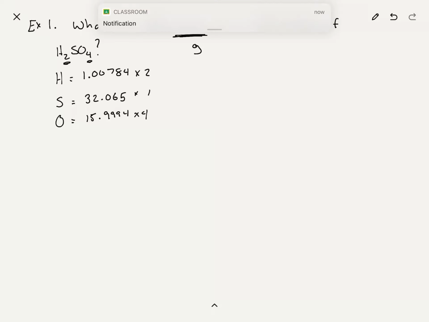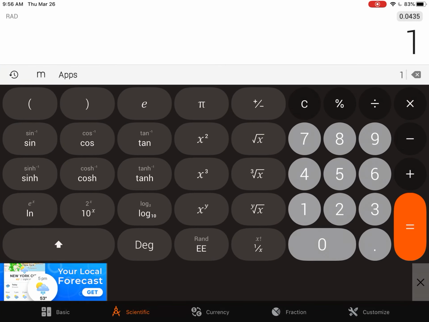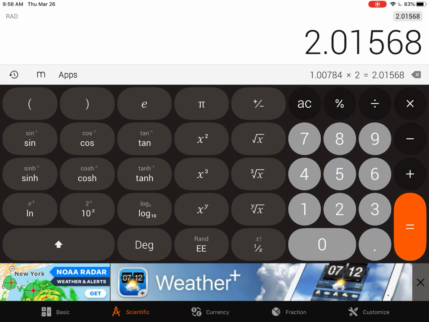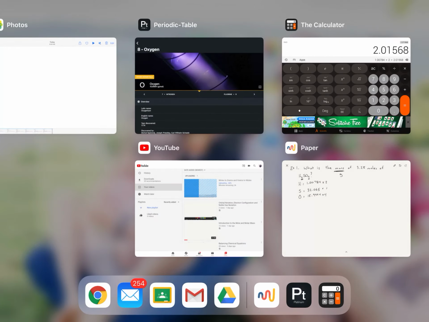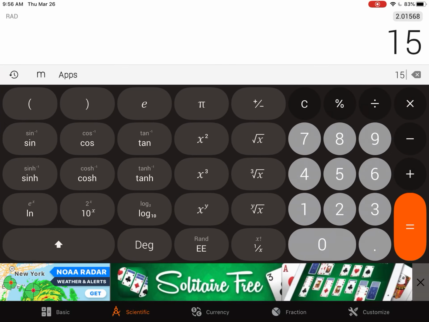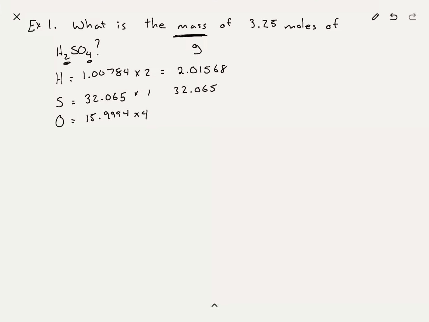So 1.00784 times 2 gives us 2.01568. Sulfur, multiplying by 1, no need for a calculator there. And oxygen, 15.9994 times 4 equals 63.9976.